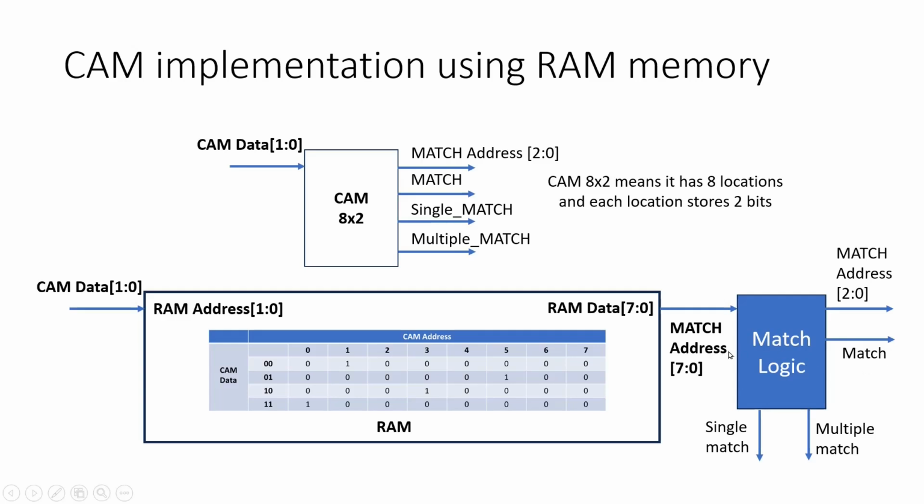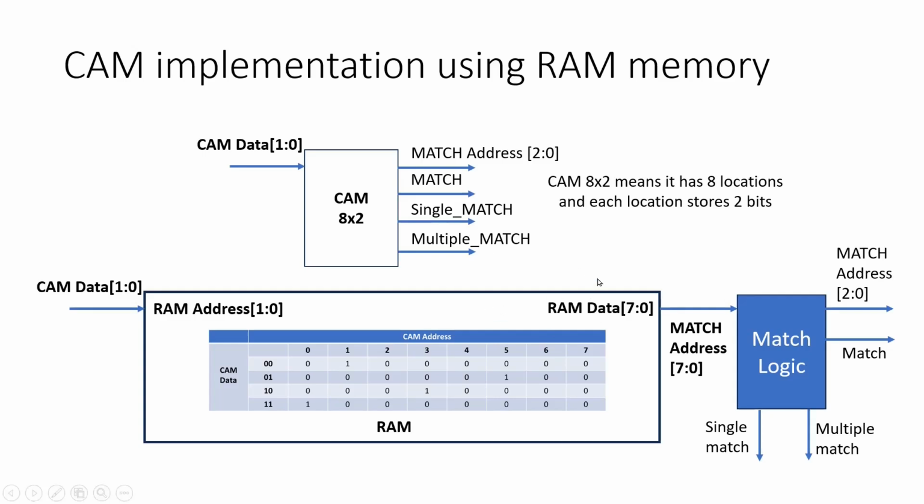Now if only one of the bits is high, then single match flag will be asserted. That is also easy to implement. Now if multiple bits in a match address are asserted, then multiple match flag will be asserted. That is also easy to implement. Friends, similarly, the same match logic is responsible to convert the output of RAM, that is match address of 8 bits, to match address of 3 bits. So just for your information, because here the address is 3, the value of match address will be 011.